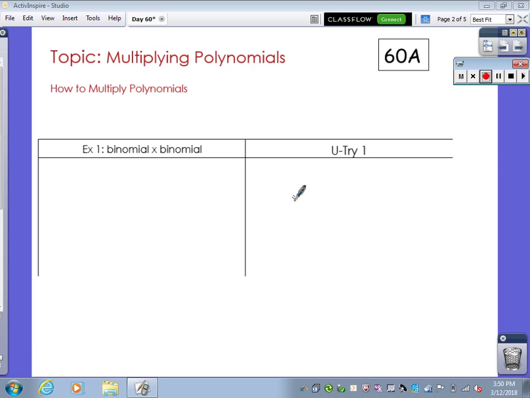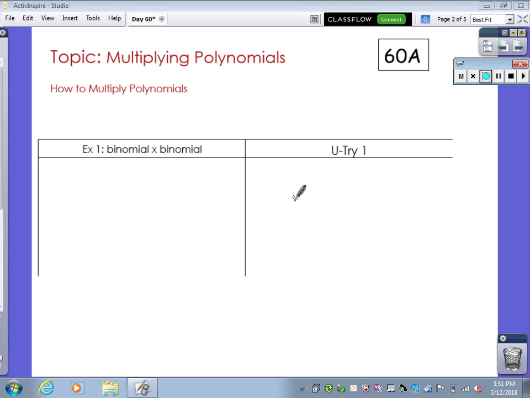Today we're going to work on multiplying polynomials, and we're going to start off by multiplying a binomial by binomial. And you remember that's 2 terms by 2 terms. The biggest thing to remember is distributing. To sum it all up, you just distribute everything and combine like terms.